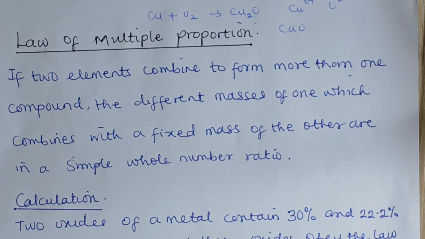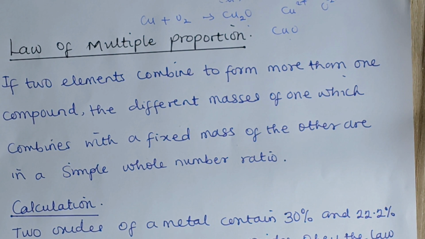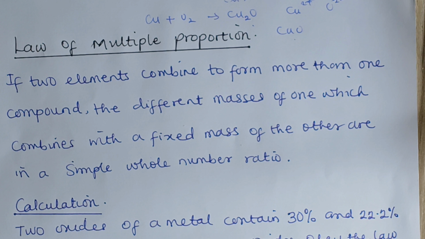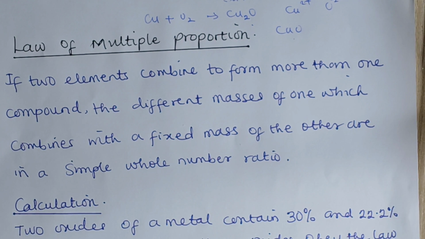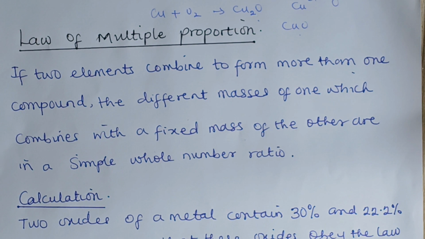Now, the law of multiple proportion says that if two elements combine to form more than one compound, the different masses of one, which combines with a fixed mass of the other, are in a simple whole number ratio. That is, the two different samples containing the same element but in different proportion or different masses are always in a simple whole number ratio.